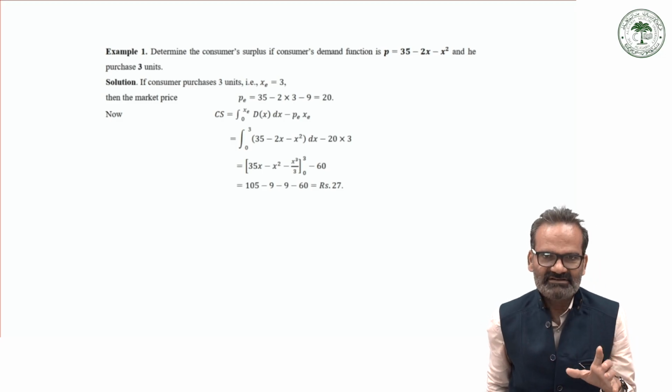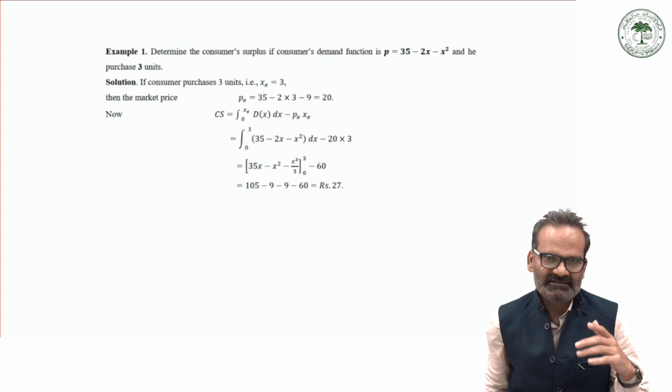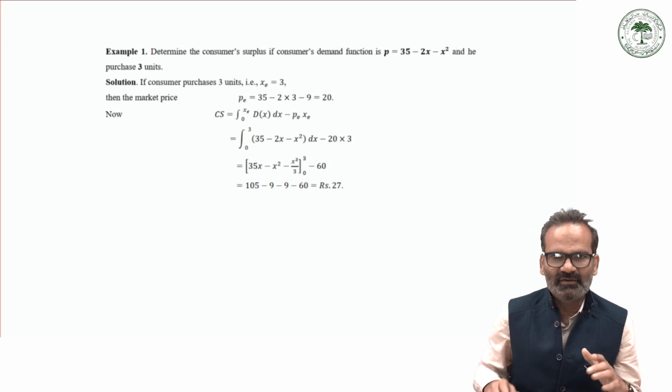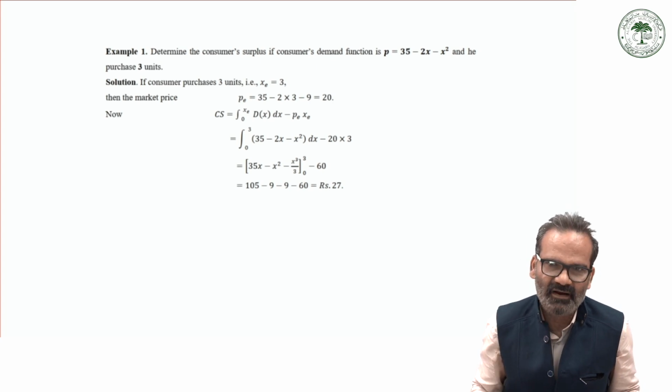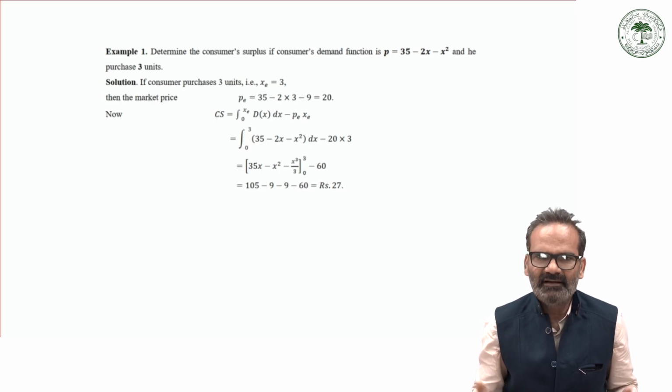Then we can determine the consumer surplus by using the concept of supply and demand functions. As I have told you, equate these two functions and solve them for x, you will get the value of x, right? And then put the value of x in the demand function, you will get the value of p. And then you can use the formula to determine the consumer and producer surplus.